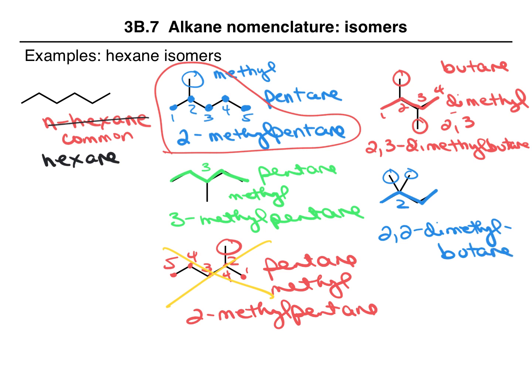I ran out of space. We have to specify where our methyl groups are. Just saying 2-dimethyl, well, where's the other methyl? So we have to specify one methyl group is at carbon 2, and the other methyl group is also at carbon 2. So 2,2-dimethylbutane.